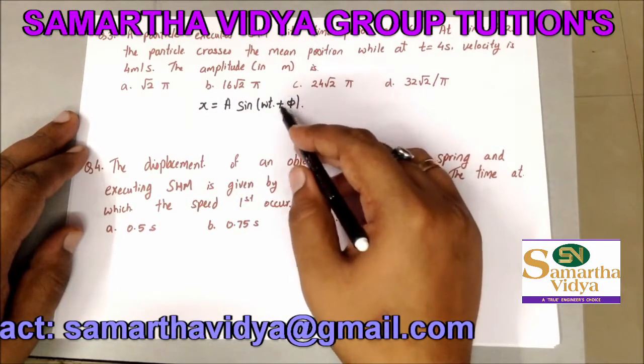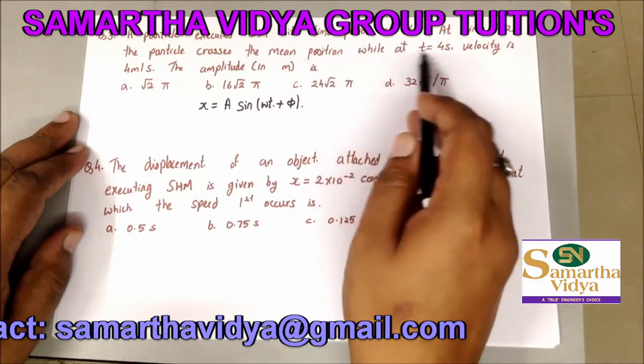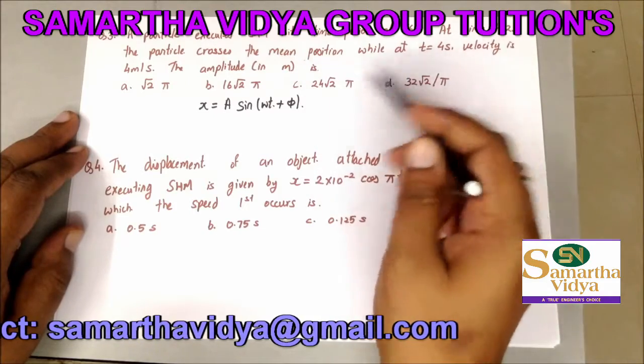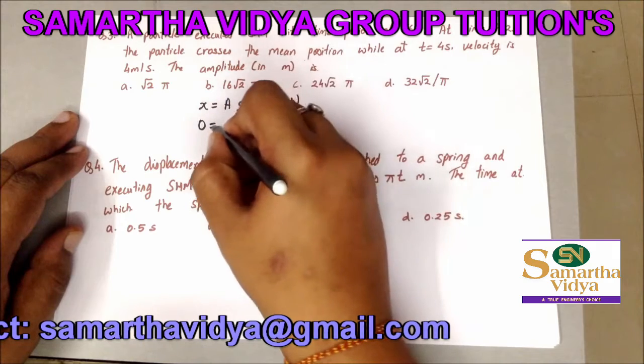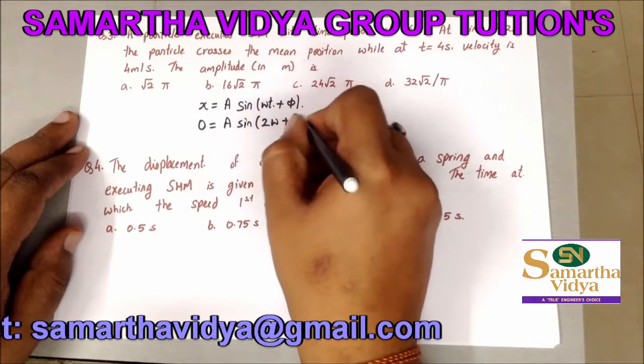So I need to find what is phi. Phi can be found when we have the mean position, which is given: the mean position is at time t equal to 2. So if I substitute 2, the mean position is 0. So that is equal to A sin(2 omega plus phi).